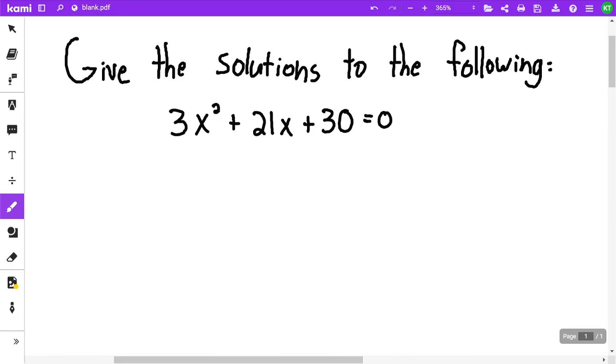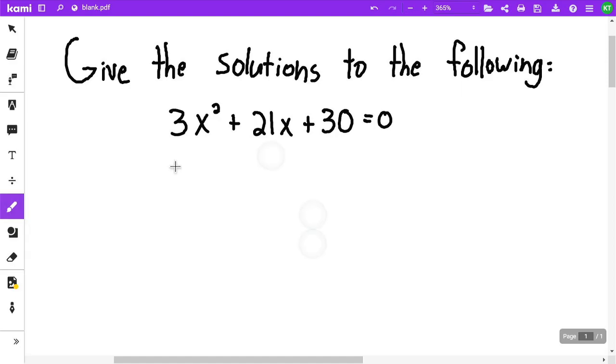And our first step should always be to look if there is a greatest common factor. So between 3x squared, 21x, and 30, is there a greatest common factor? Yes, there is, and it is 3. So we're going to be factoring out a 3 out of each one of our terms here.